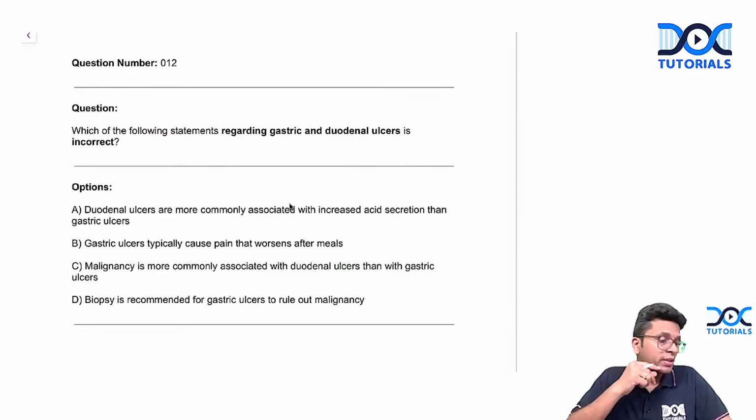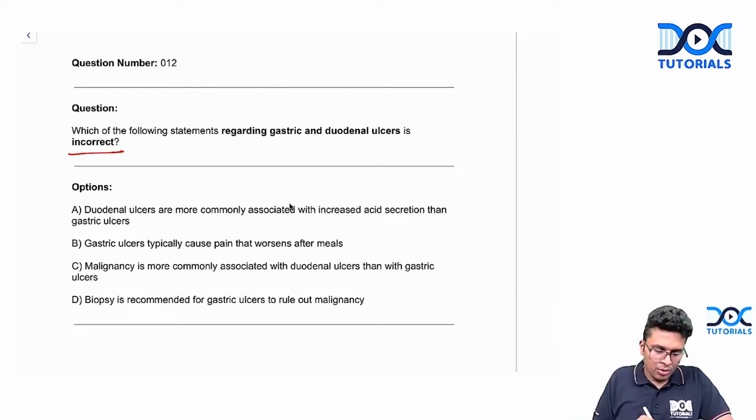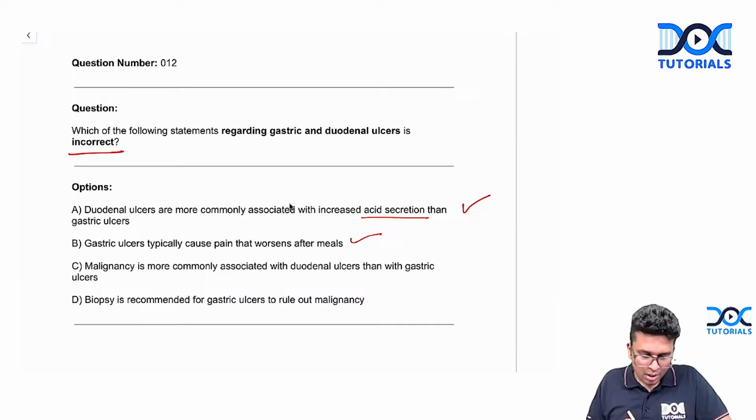Next, question number 12. Which among the following statements regarding gastric and duodenal ulcer is incorrect? Okay, there was an incorrect statement. So option A, duodenal ulcers are more commonly associated with increased acid secretion than gastric ulcers, which is true. Gastric ulcers typically cause pain that worsens after meals is also true. Malignancy is more commonly associated with duodenal ulcer than gastric ulcers is false.